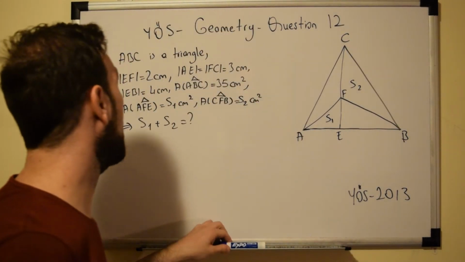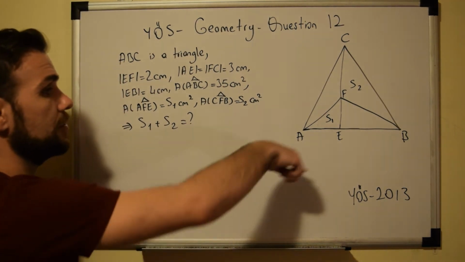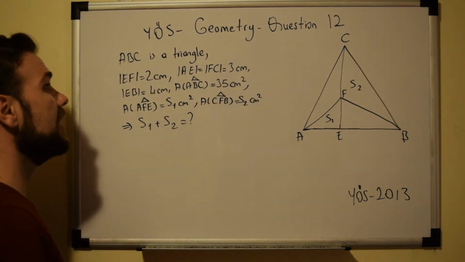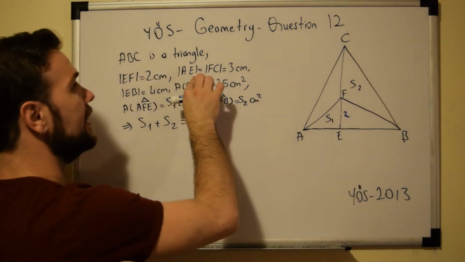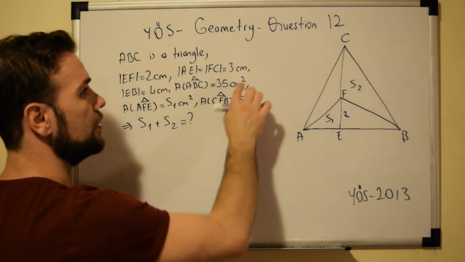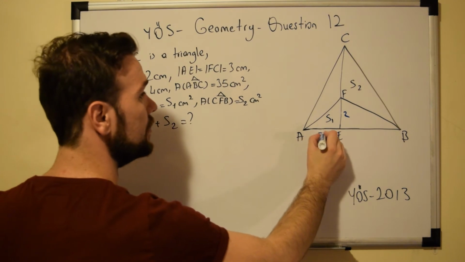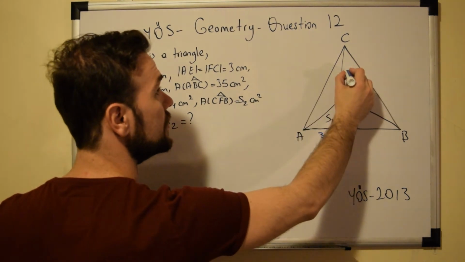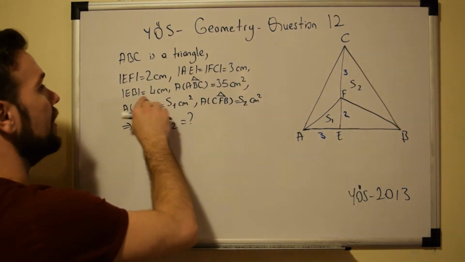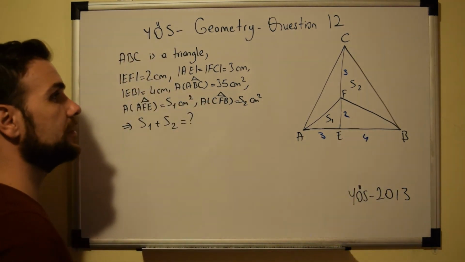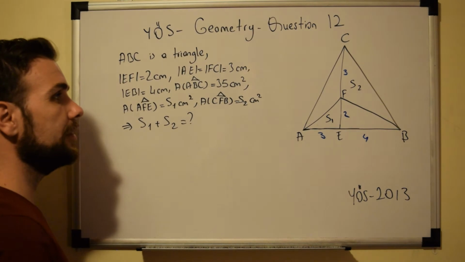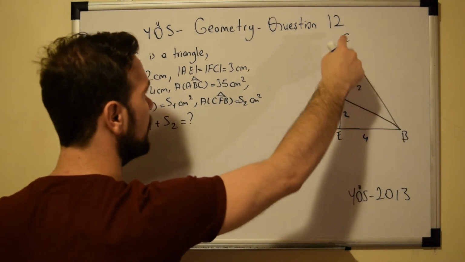In this question we have ABC is a triangle. EF is equal to 2. AE is equal to FC, which is equal to 3. So we have AE, which is equal to 3, and FC, which is equal to 3. And we have EB, which is equal to 4. And we are given the area of a triangle ABC, which is equal to 35 centimeters squared. So we are talking about the big triangle.